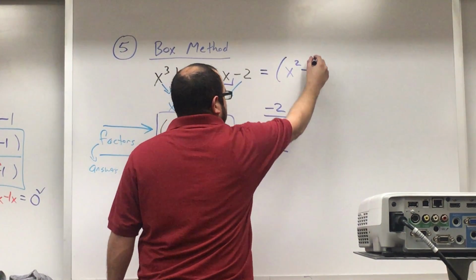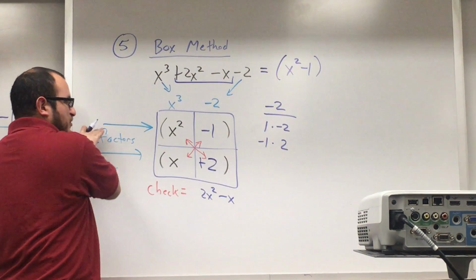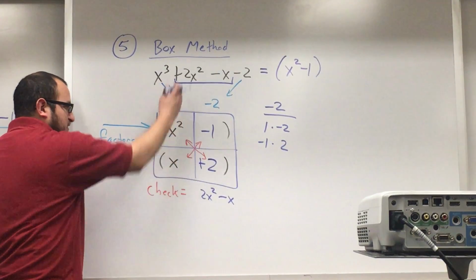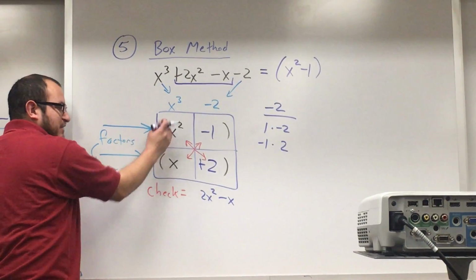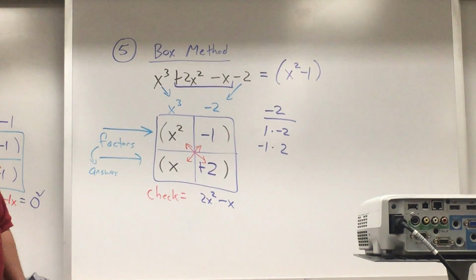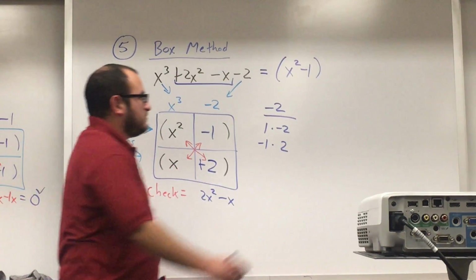X squared minus 1, x squared minus 1. You remember, your answers always go horizontally. This is called horizontally, this is called vertically. We want horizontal, not cross multiplication. Cross multiplication is only to check, so don't get that confused. X plus 2.